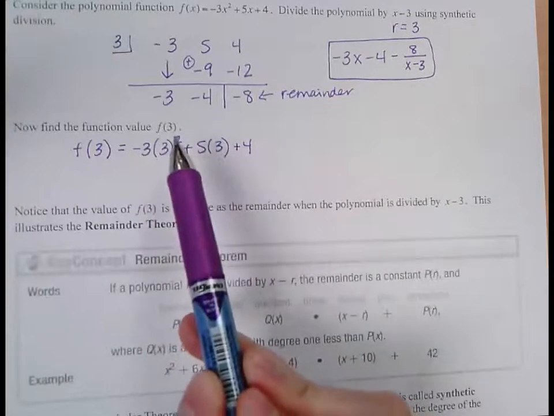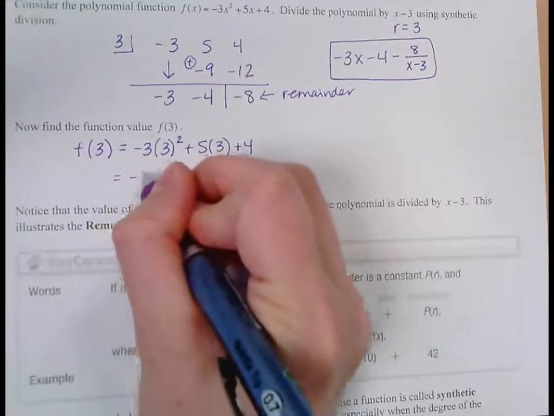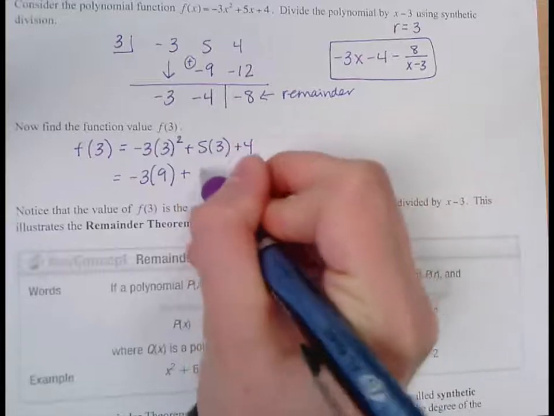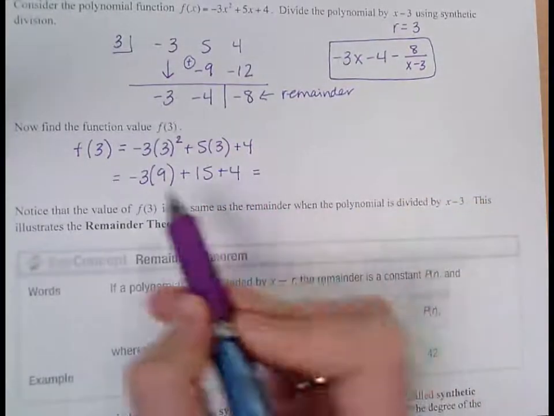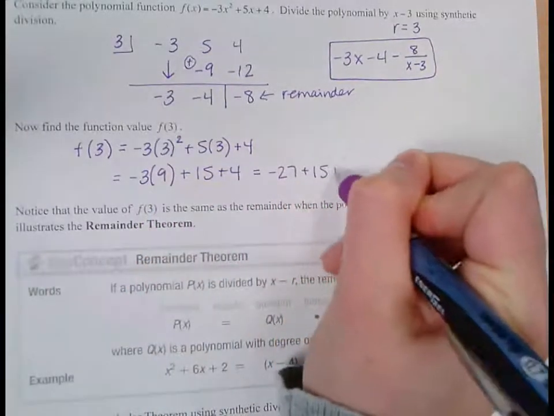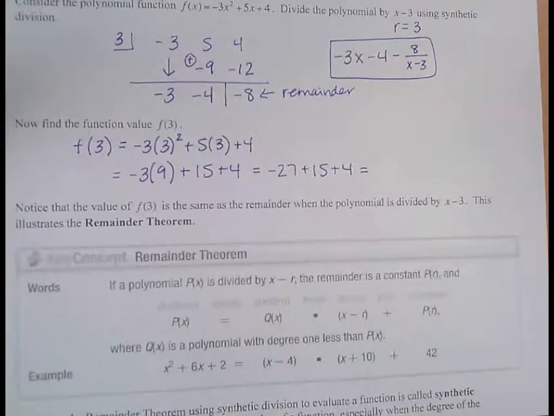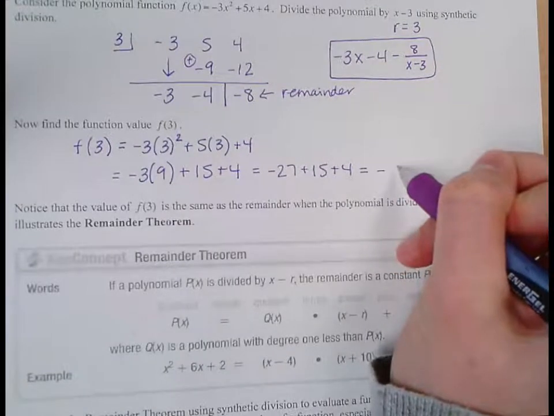If I evaluate this, I need to make sure I do the exponent first. So I have negative 3 times 3 squared, which is 9, plus I'm going to multiply 5 and 3 right away, which is 15, plus 4. So this is negative 27 plus 15 plus 4. Anybody have what that is already? Negative 8. Thanks.